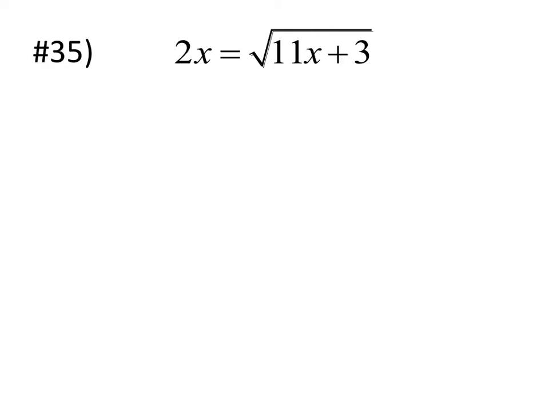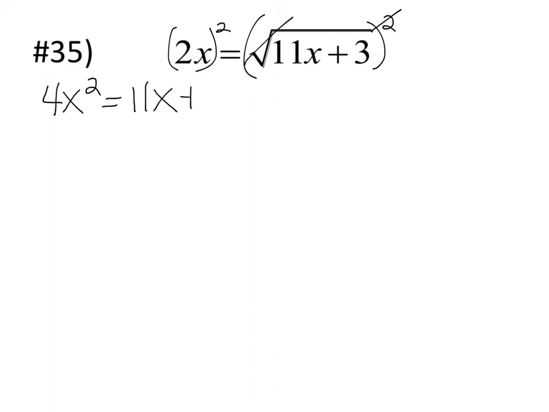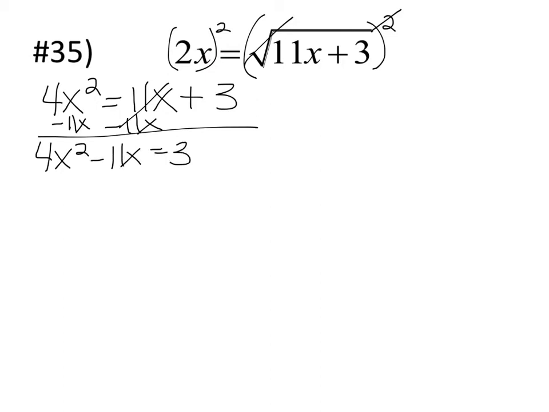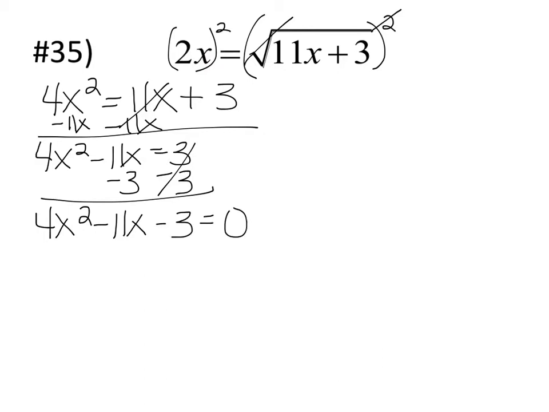All right, here we have 2x equals the square root of 11x plus 3. So the first thing I'm going to do is go ahead and square both sides to get rid of this square root. 2x squared is 4x squared, because you have to square the 2 and square the x, is equal to, the square root and the square cancel each other out, leaving me 11x plus 3. Now I need all of it on one side in order to be able to factor. So I'm going to subtract 11x from both sides, leaving me 4x squared minus 11x is equal to 3. Then I'm going to subtract 3 from both sides, leaving me 4x squared minus 11x minus 3 equals 0.